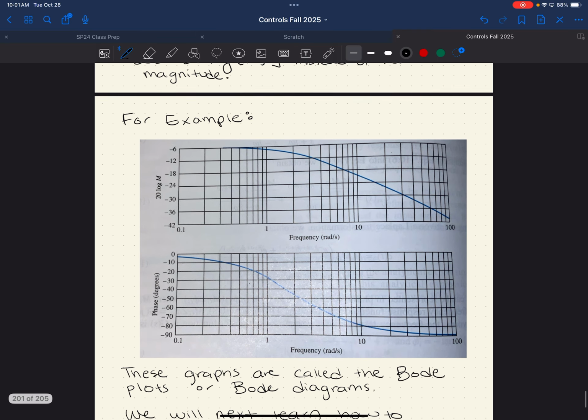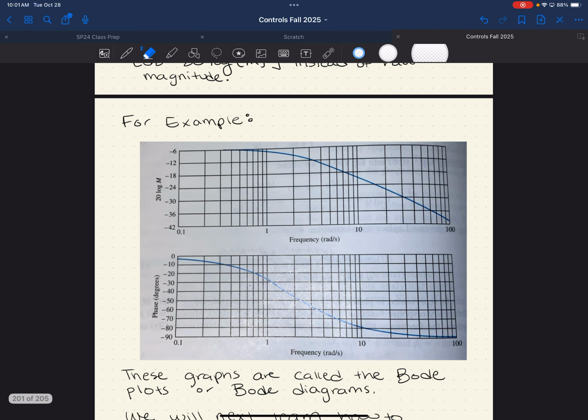Okay. So you'll notice on this Bode plot, frequency is not on a linear scale. It's on a logarithmic scale. So this is really the log of the frequency. And then on the y-axis for the magnitude, this first plot, it's not just M on the y-axis, it's 20 log M. So these are, in fact, decibels. And the phase stays the same. The phase is in degrees. Okay.